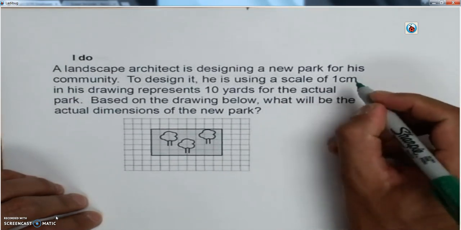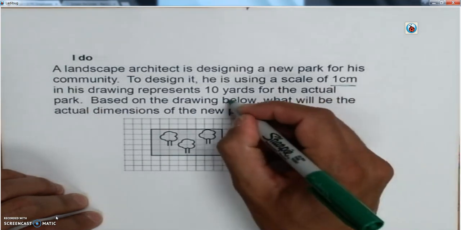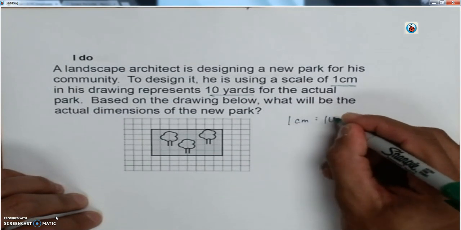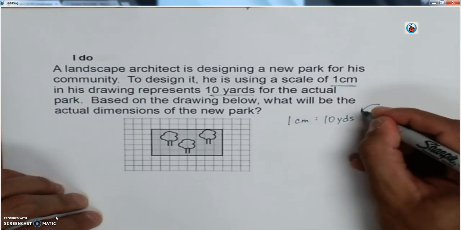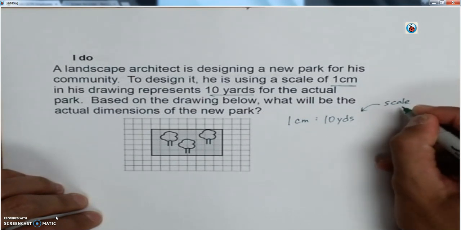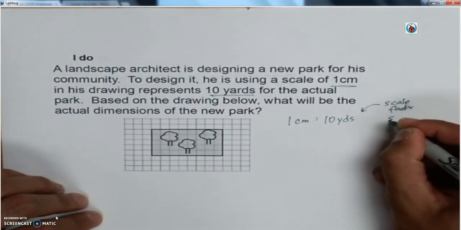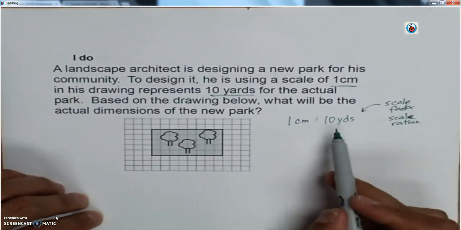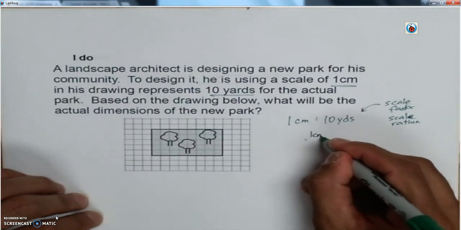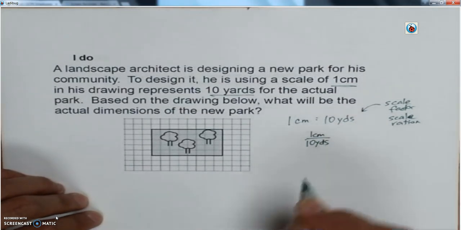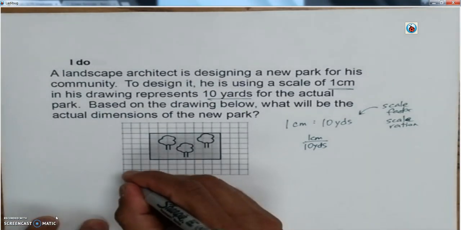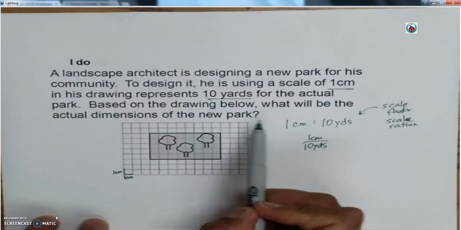He says 1 centimeter in the drawing represents 10 yards for the actual park. So we'd say 1 centimeter to 10 yards. That's how you usually see the scale factor or the scale ratio written out, with the colon. You might see it in other ratio forms, like 1 centimeter is 10 yards. But that's what it's going to do. So this park is drawn on 1 centimeter graph paper. So these each show you 1 centimeter. So what will be the actual dimensions?